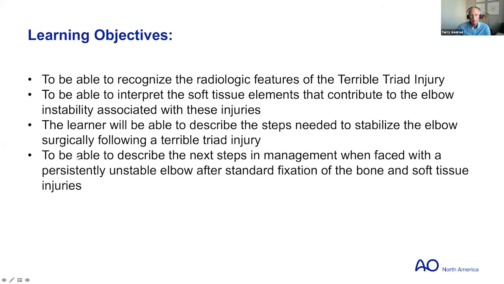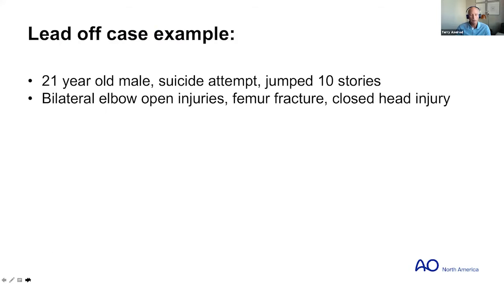The next learning objective is to be able to describe the steps needed to stabilize the elbow surgically following the terrible triad injury, and then what to do when things go wrong. And that's going to be the last learning objective: to describe the next steps in management when faced with a persistently unstable elbow after you've done everything more or less correctly. You've done the standard approach and yet it remains unstable. So those are the learning objectives.